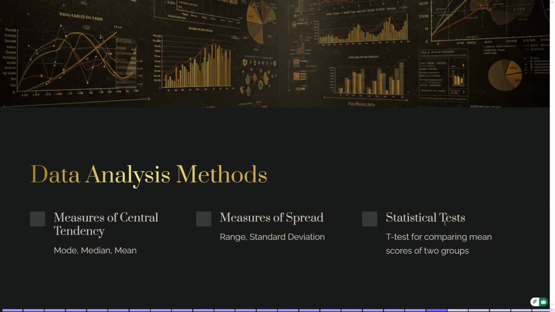So, statistical tests, t-tests for example, are for comparing the mean scores of two groups. Maybe the mean score of the experimental group and the mean score of the control group. So after getting the score of each participant, you now calculate the mean of each group to compare.